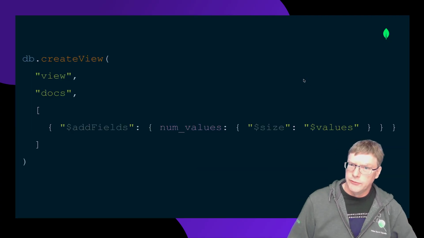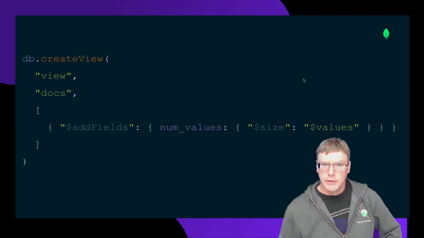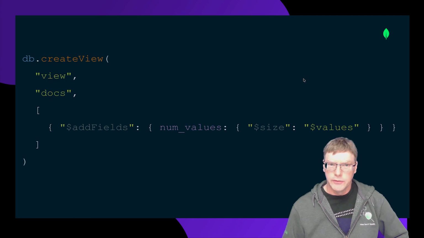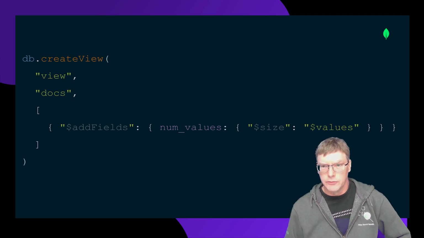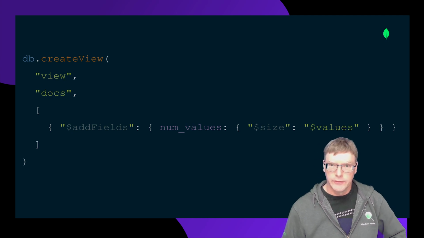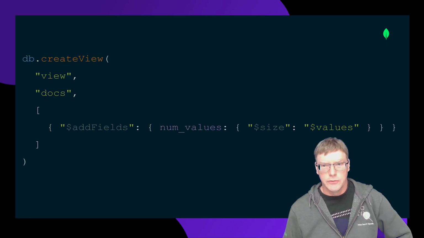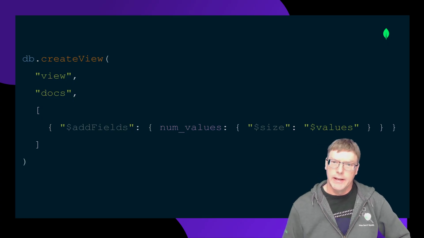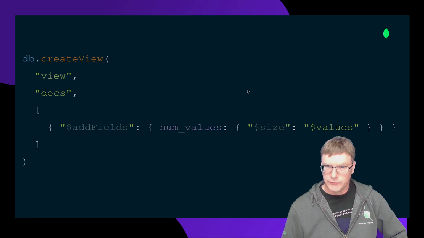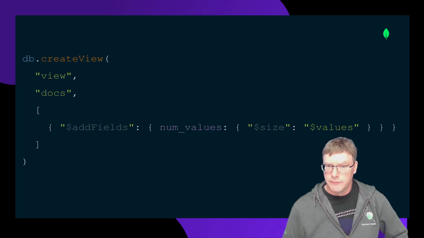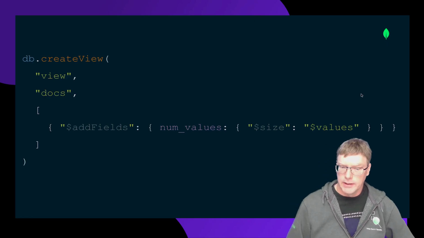There's really only one additional step needed to use an enrichment view index, creating the view. The view is given a name, which is simply called view in this case, and created against the docs collection. The view has an associated pipeline that adds the num values to each document with the size of the array of values. And then from that view, we can create a search index.